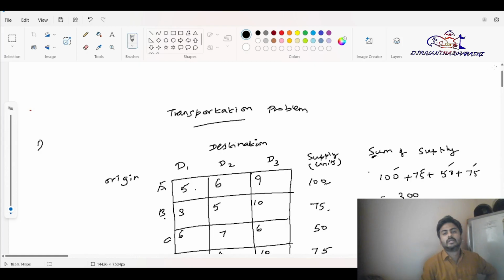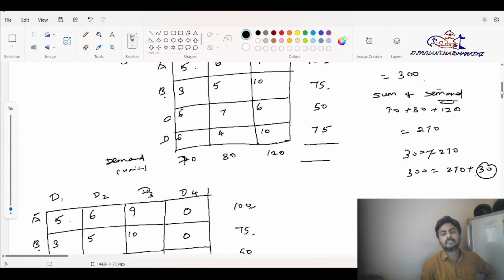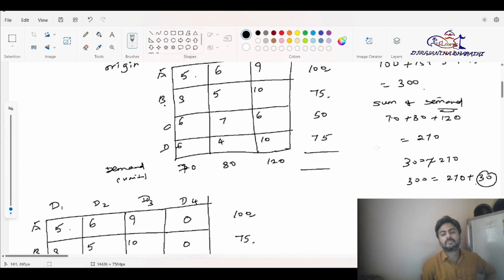Initially the given problem is unbalanced. So you have to write here: summation of supply is not equal to summation of demand. So the given transportation problem is unbalanced.